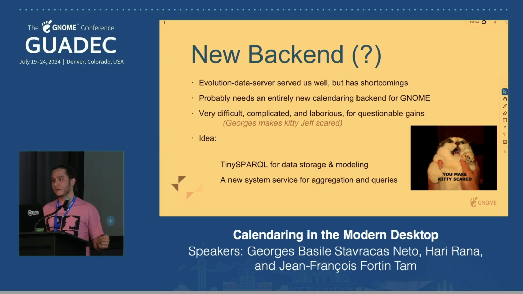And something that is in the pipeline is maybe a new backend based on Tiny Sparkle, previously Tracker, because it's going to be much, much, much faster than Evolution Data Server, like orders of magnitude faster and better and more sane, I think.